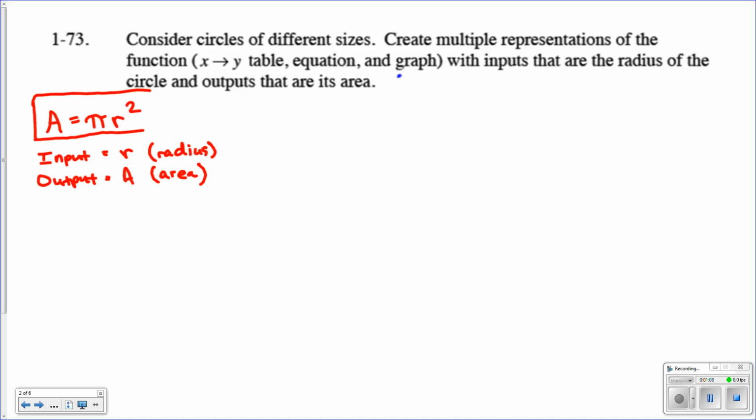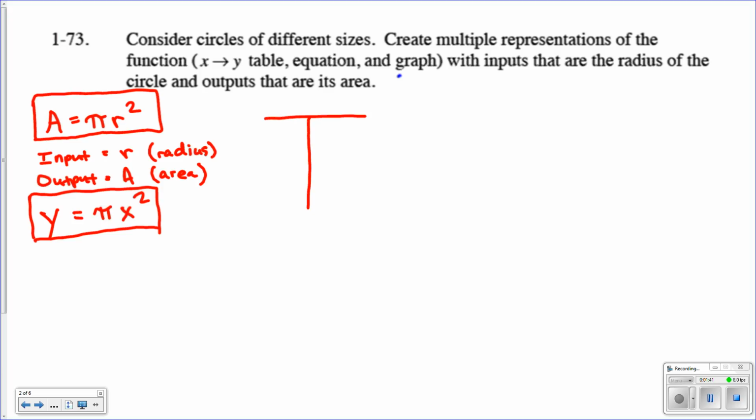If you wanted to use x's and y's, then you could say that y is going to equal pi times x squared. So this would be another form of it. If this helps you with setting up your graph and your table, think about it as your input and outputs. So as I take it here and I want to set up a table, I'm going to draw a little input-output table. And that looks good. We've got our input, which is our radius, and our output, which is our area.